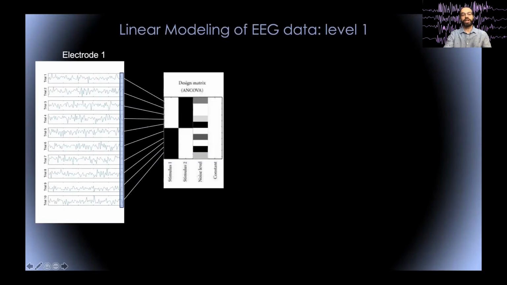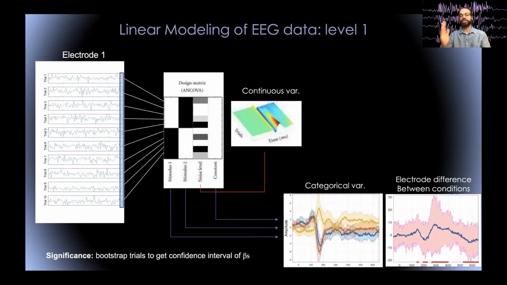And you do that through time, so you have your beta parameters varying through time, and you obtain some time-varying beta parameters for categorical variables, so stimulus 1 and 2. You can also calculate the difference between conditions at that level by subtracting the beta parameters and doing statistics on the beta parameters. You also have continuous variables, which are presented here, where it varies across trials.